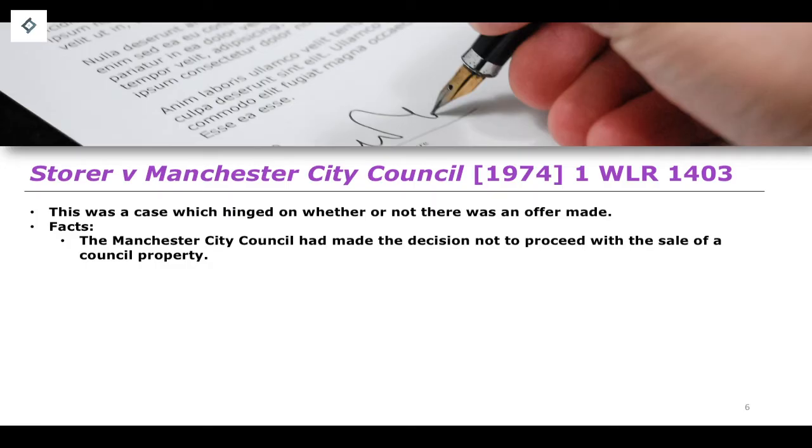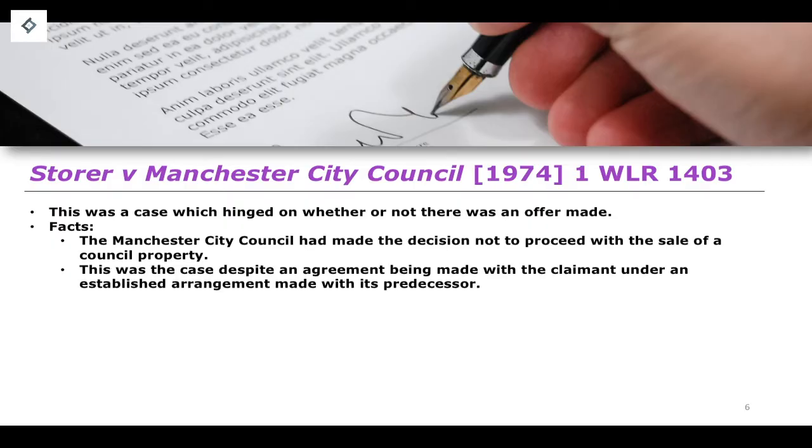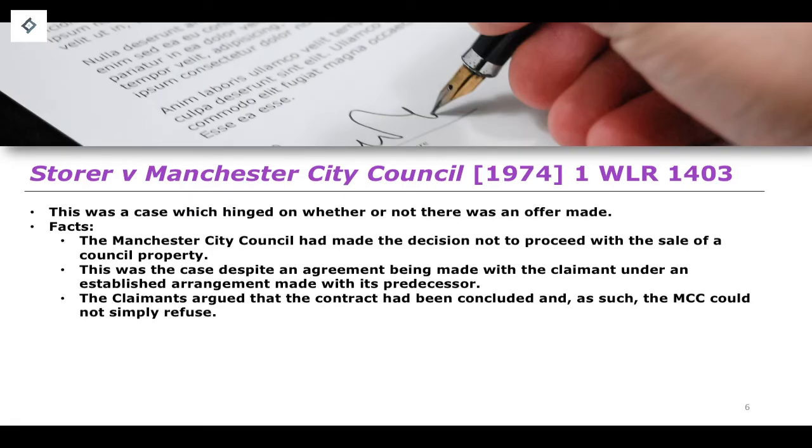So we have Manchester City Council, who had made the decision to not proceed with the sale of a council property. Now, this was the case despite there being an agreement made with the claimant under an established arrangement with its predecessor. And so the claimants argued that the contract had been concluded, and then as a result of that, the Manchester City Council could not just simply refuse and renege on that decision, because there is a contract, there is a legal obligation now automatically placed to perform the contract in a particular way.